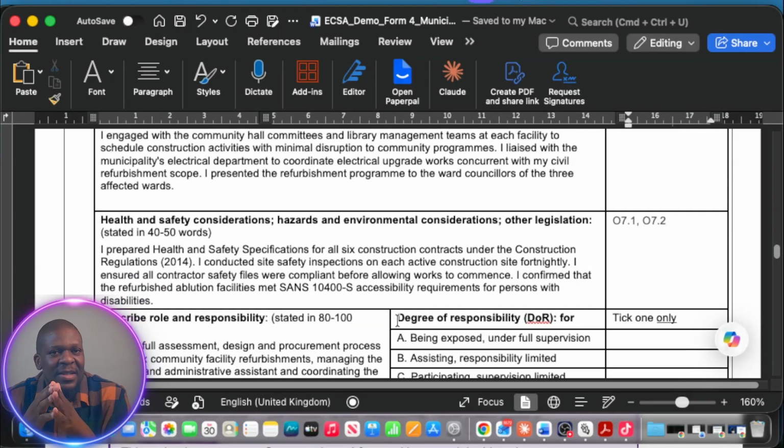In terms of health and safety, you will indicate saying, I prepared a health and safety specification for all the 6 construction contracts under construction regulation. You all know that we have to do everything under construction regulation and ensure that you also take into account health and safety. I conducted safety inspections on each active site every fortnight. I ensure that the contractor has a safety file.